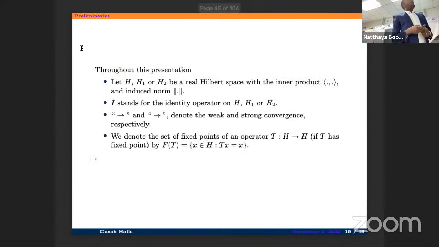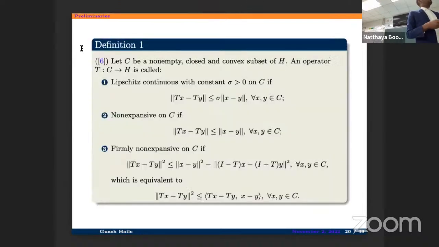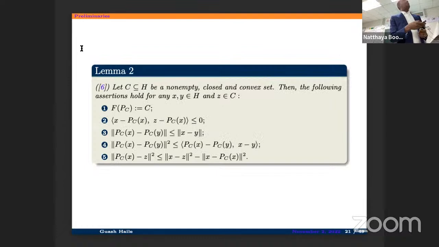So here, I'm going to give some basic definitions and tools. Let H1 and H2 be Hilbert spaces with the inner product and the induced norm. I stands for the identity operator on H1 and H2, and these symbols denote weak and strong convergence respectively, and we denote the fixed point set of an operator T from H to H, which is defined in this form. I think everyone is familiar with these definitions, so I can skip them. And the metric projection satisfies these basic properties.